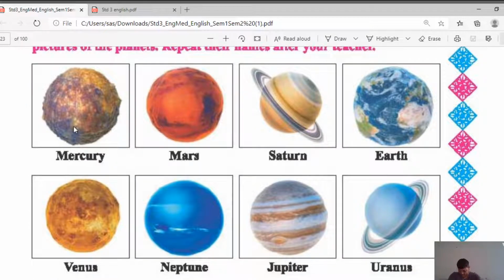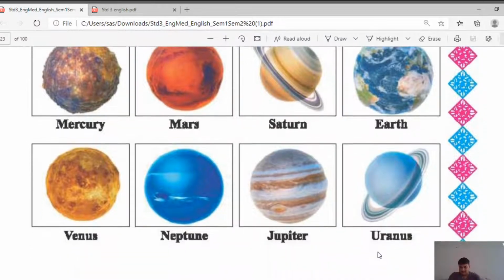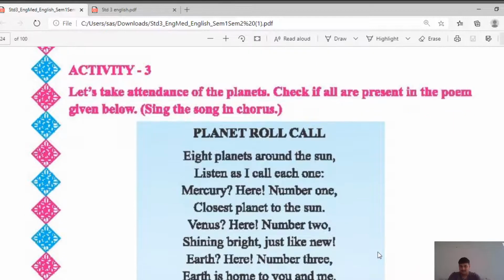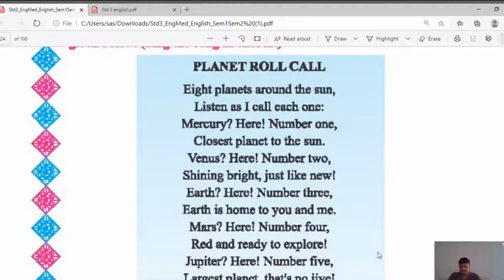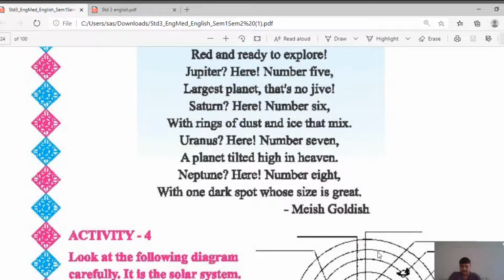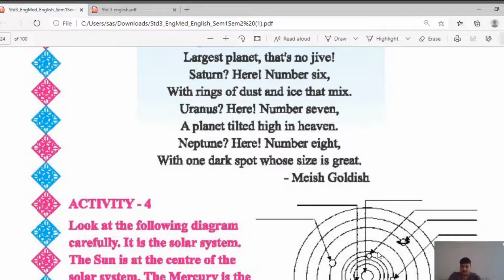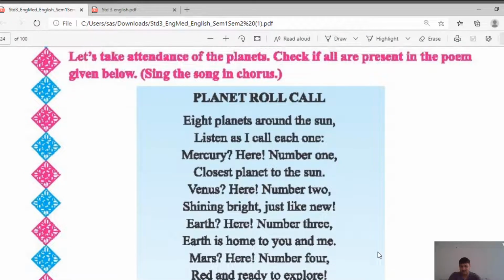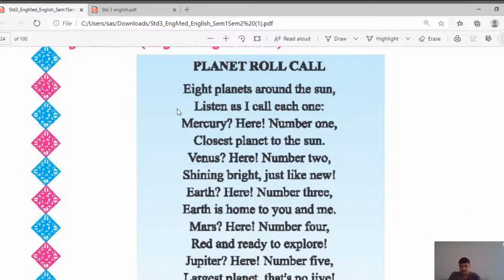So students, basically this is Mercury, this is Mars, Saturn, Earth, Venus, Neptune, Jupiter and Uranus. And students, we have done this activity 3 also. Activity 4th. But first, we will discuss this because it is very much necessary. So, we are having 8 planets around the sun.